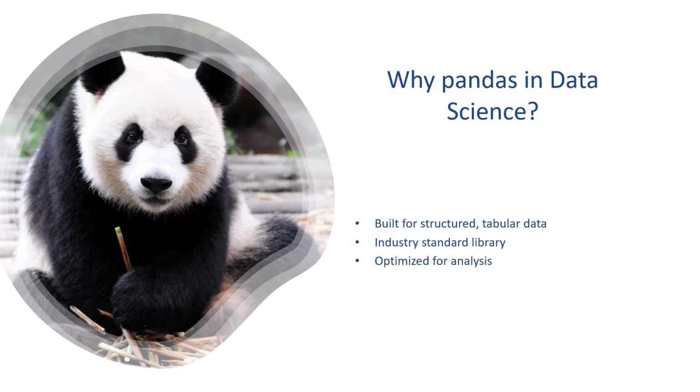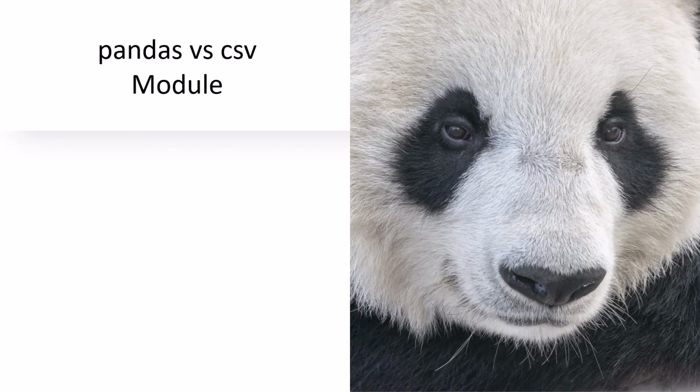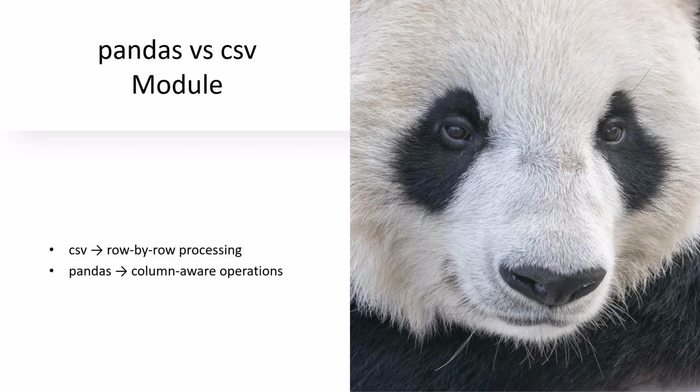So let's see a comparison between pandas versus the CSV module. In the previous lecture, we used the CSV module, which works well for basic file handling. However, the CSV module treats data as plain rows of text. Pandas, on the other hand, understands columns, data types, and structure. This difference becomes very important as soon as we start analyzing data.